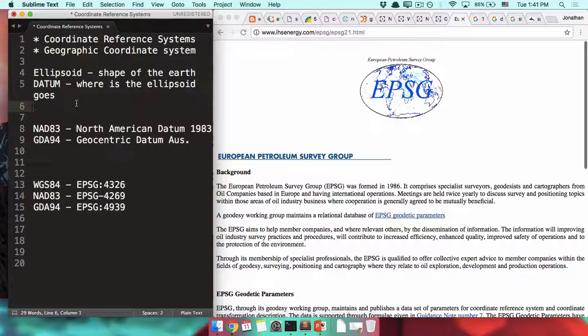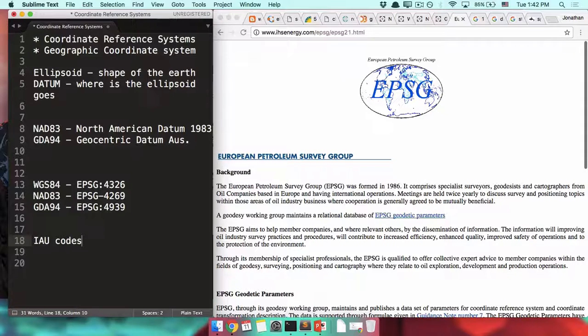Now, funnily, if you're thinking about Mars, the EPSG doesn't care about Mars because you're not going to get oil from Mars, I guess. On Mars, you use IAU codes, which stands for the International Astronomical Union.